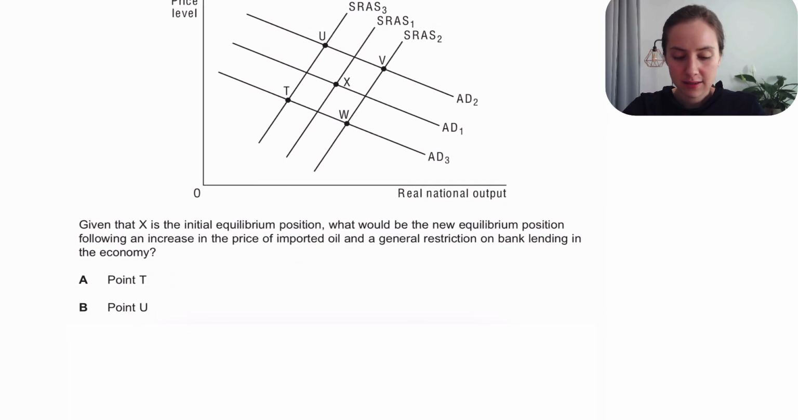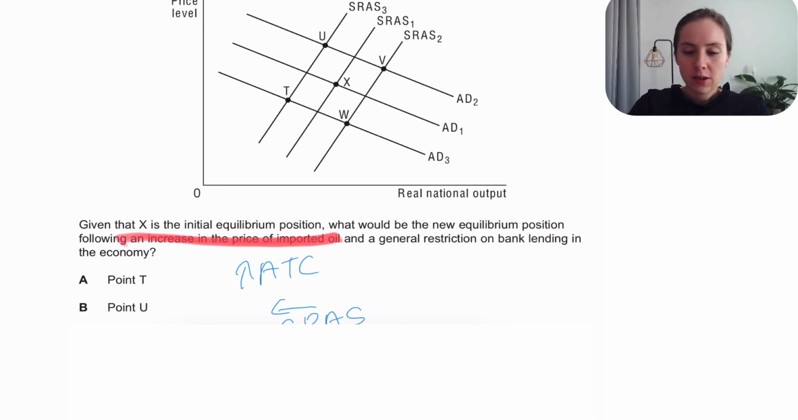Given that X is at the initial equilibrium position, what would be the new equilibrium? Okay, following an increase in the price of oil. Oil is a raw material, so you're increasing firm's average costs, and that shifts your short-run AS to the left. So I'm looking for something that shifted this to the left, and we're starting from X, so I don't want to go to short-run AS 2. Let me just cross that one out.